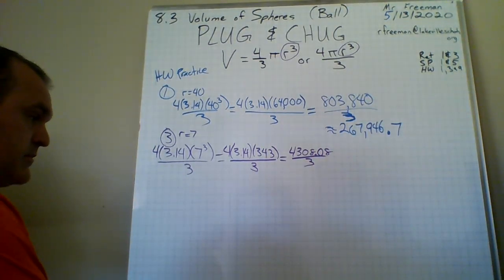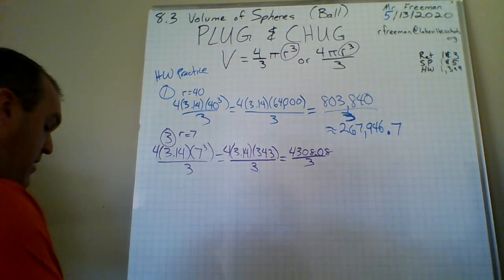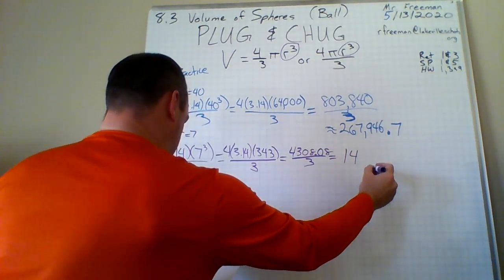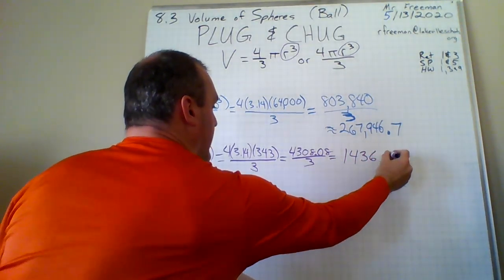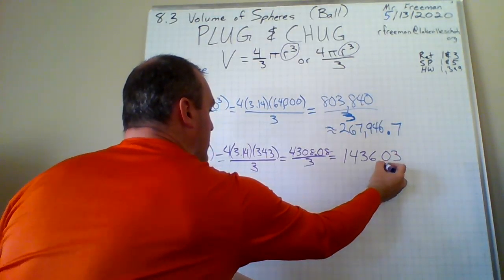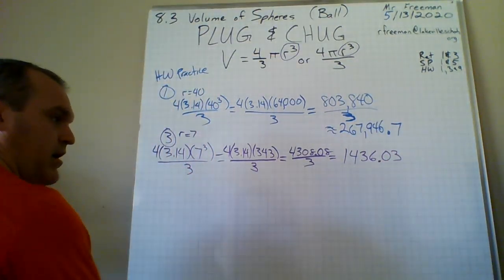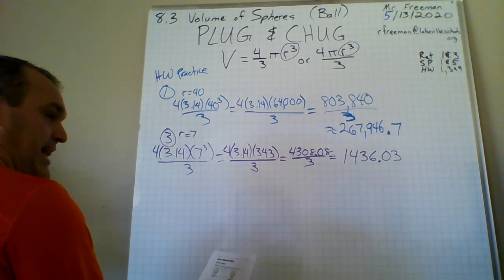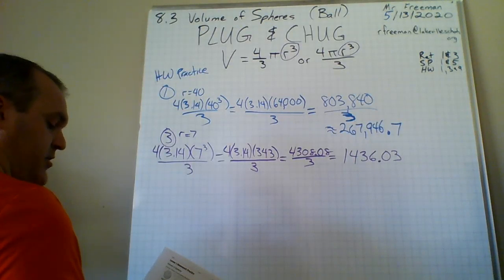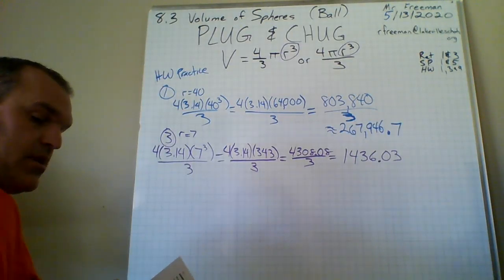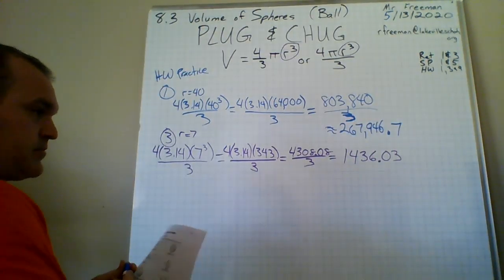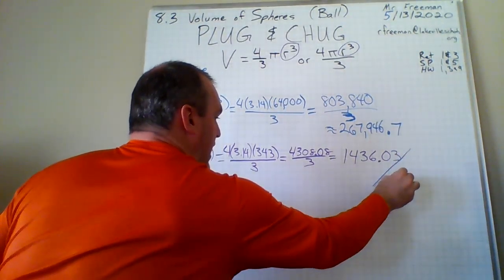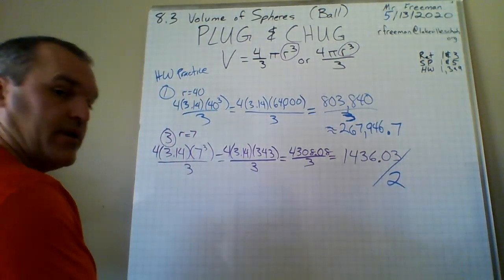Okay? When I divide that guy by 3, I get 1,436.03. And again, your answers are going to be pretty close, not necessarily always the same. And then, when we do these, if we're just finding a hemisphere, remember the last step is a tiny bit different. We're going to take this, and now we have to divide by 2 to get half of this.